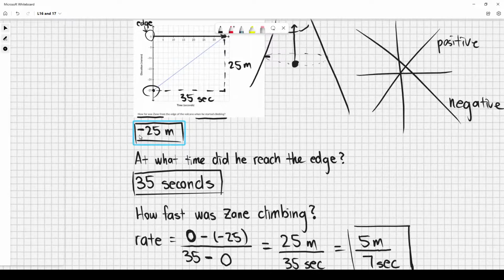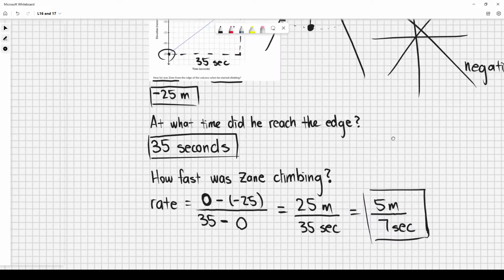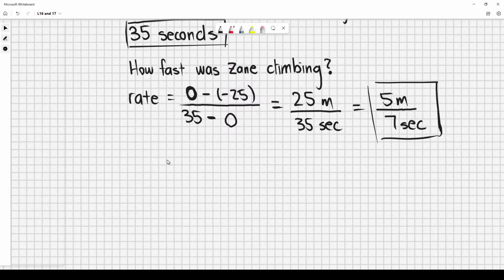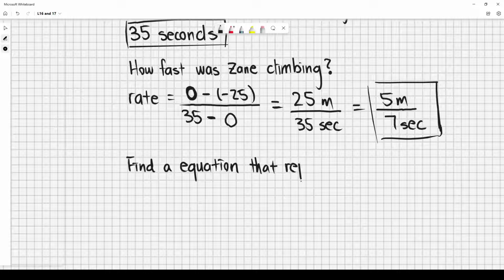So now we got the y-intercept. So negative 25 meters is the y-intercept. And we have the slope. So guess what? Find an equation that represents the, oh no, Saint. He has a name.